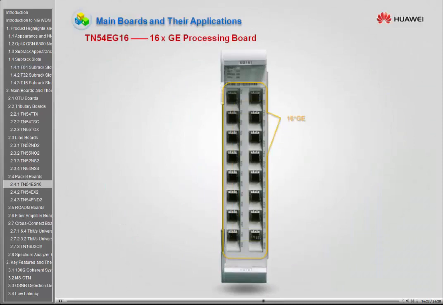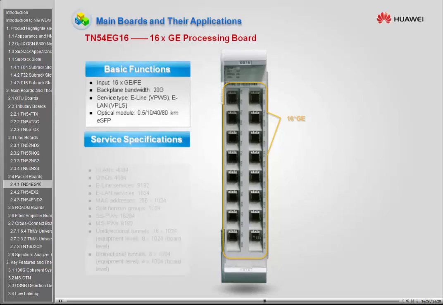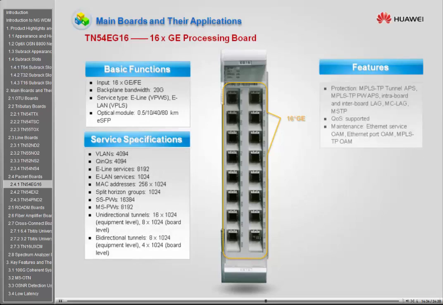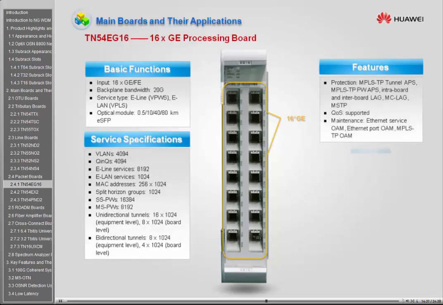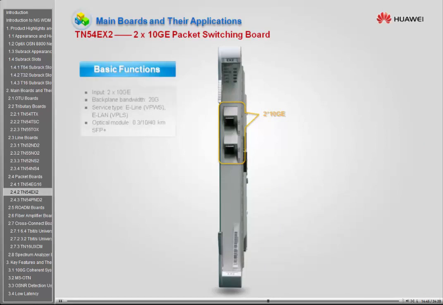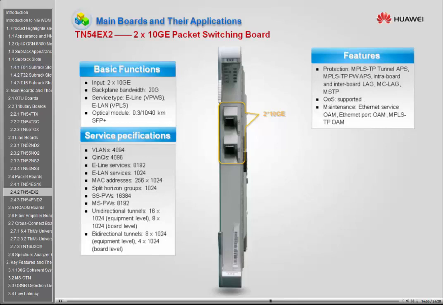The first is the TN54EG16 board, which is a 16-port GE processing board. This board supports Layer 2 switching of Ethernet packets and supports Ethernet service protection, quality of service, and OAM functions. Now, let's look at the TN54EX2 board, which is a 2-port 10GE packet switching board. This board also supports Layer 2 switching of Ethernet packets and supports Ethernet service protection, quality of service, and OAM functions.